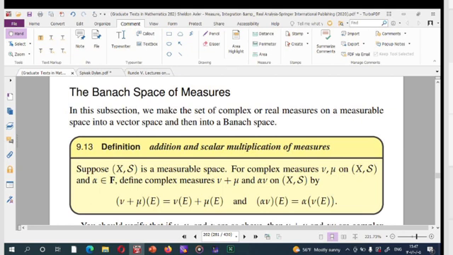Suppose (X, S) is a measurable space, for complex measures nu and mu in this measurable space, and any alpha in our scalar field F. Define complex measures nu plus mu and alpha nu by these equalities: (nu plus mu)(E) equals this, and (alpha nu)(E) equals alpha times nu(E).